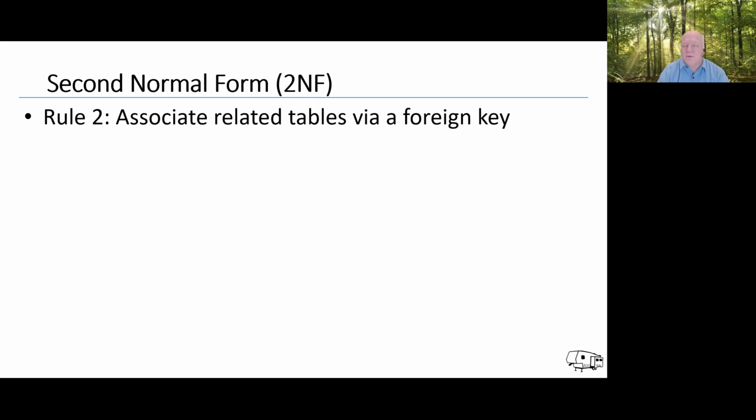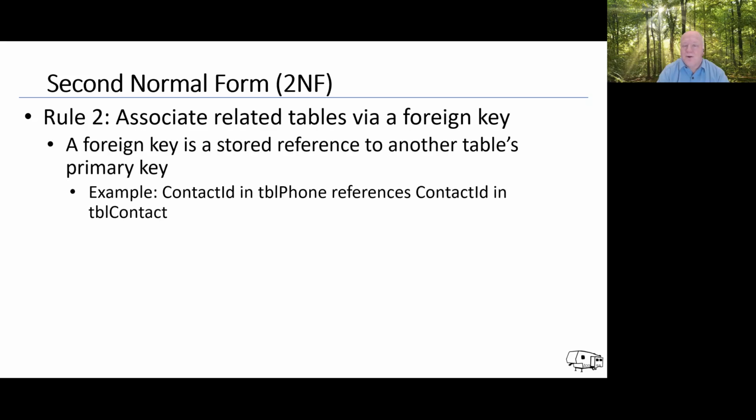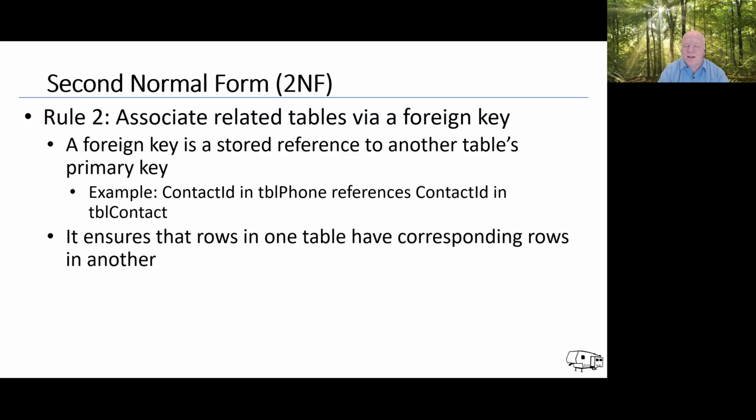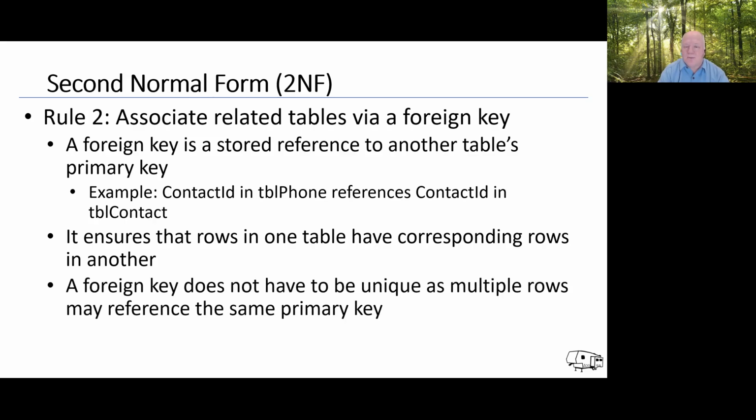The second rule is that we want to associate related tables through a foreign key. And this is where we get into referential integrity between tables. A foreign key you can think of as a stored reference to some other table's primary key, so it points to another row in another table. So a contact ID in the phone table then references the contact ID in the contact table. It gives us that pointer backwards, and it ensures that rows in one table have corresponding rows in another. This is that referential constraint that we talked about.